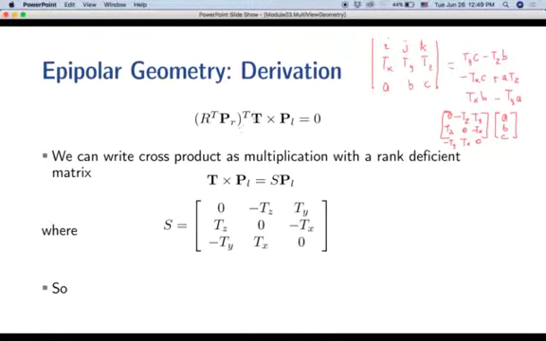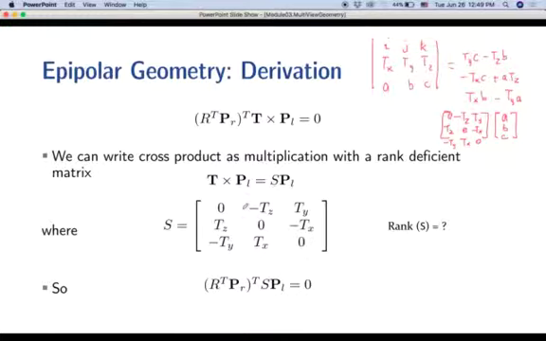Okay, so this cross product T cross PL, I can write it as some S PL where S is this matrix. Notice that what I made here is the same as this. So this is just a way to write the cross product. So I will substitute that here. What I get is really R transpose PR, transpose S PL equal to 0. That's my constraint equation now.